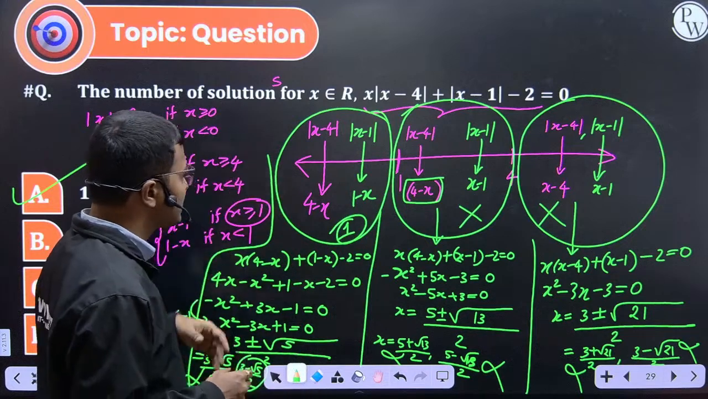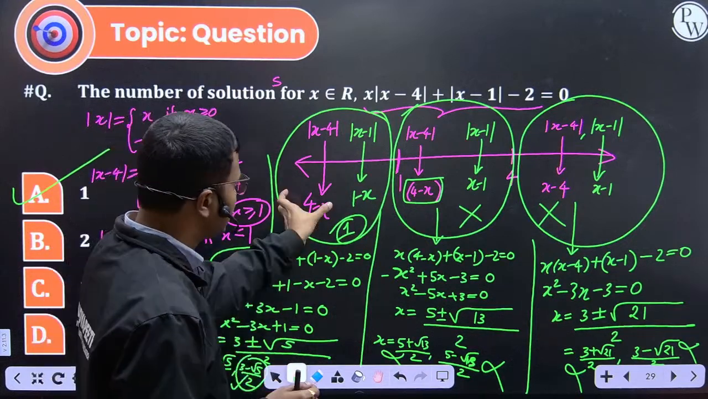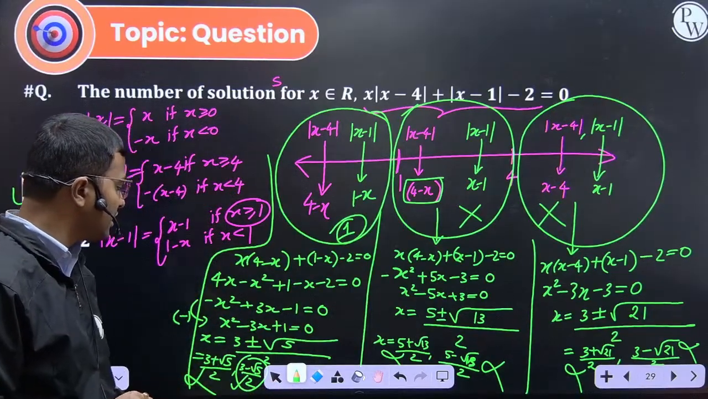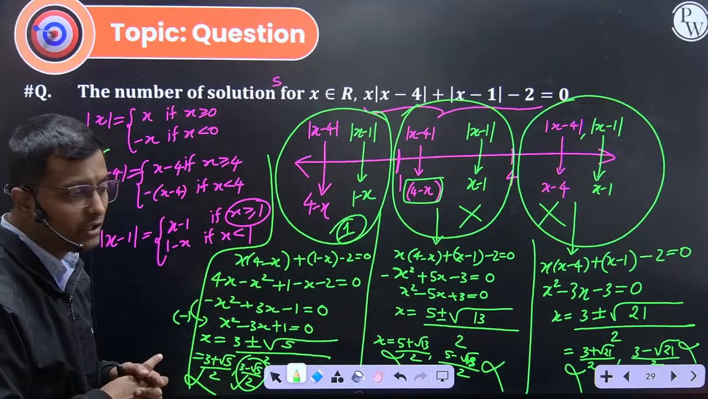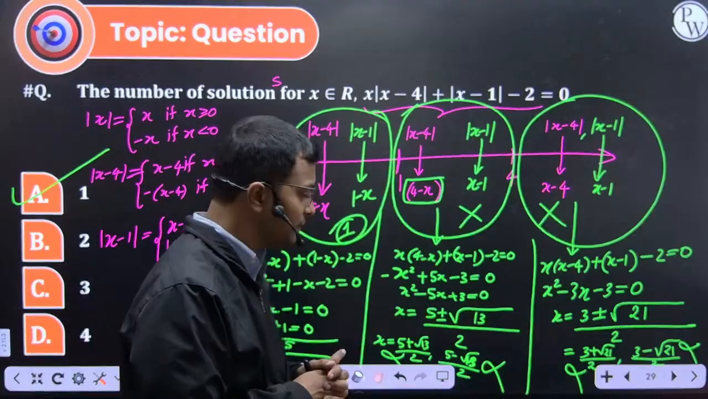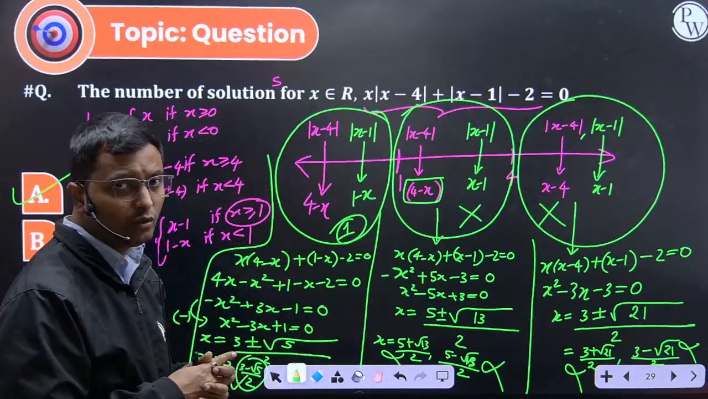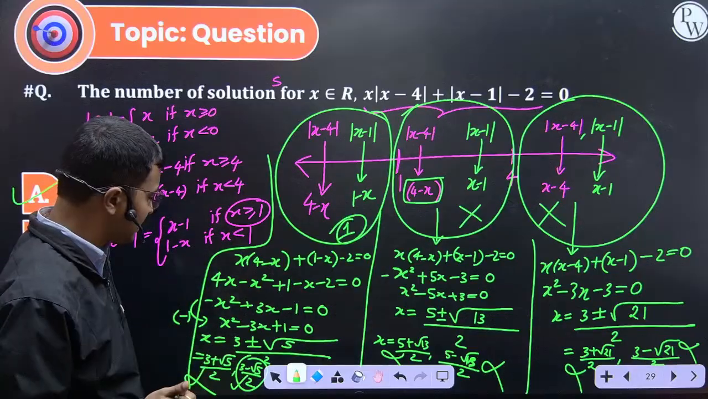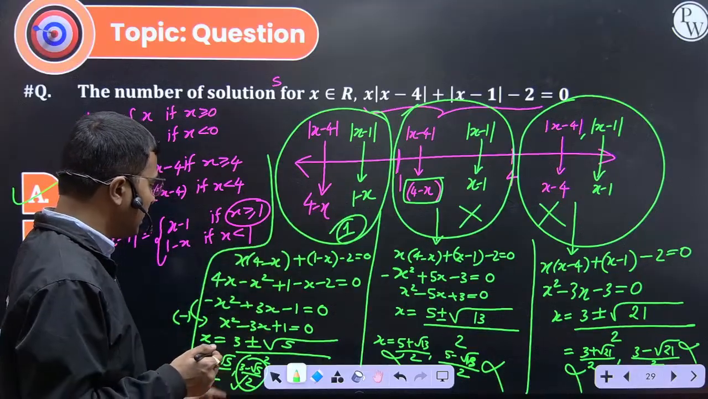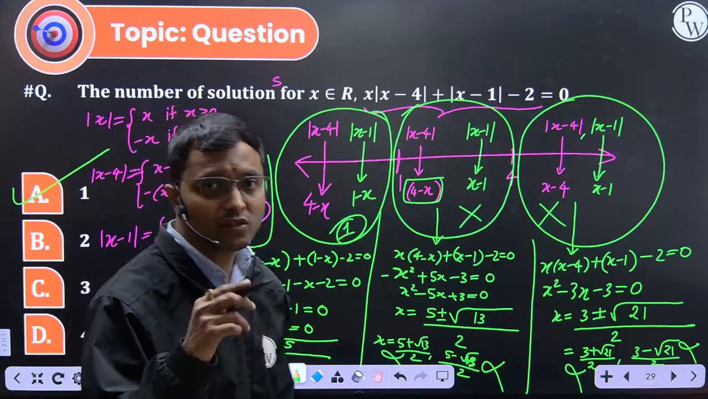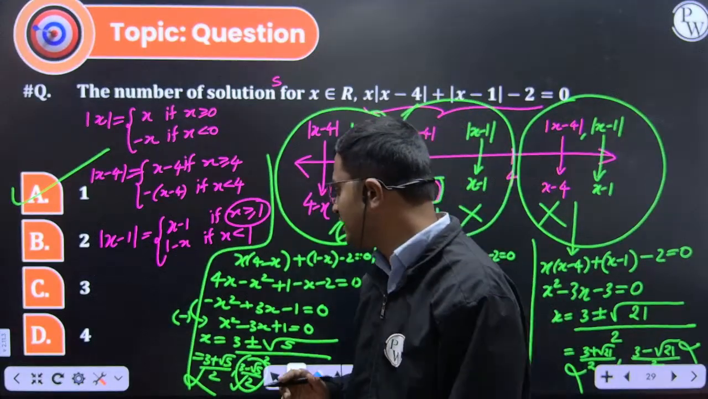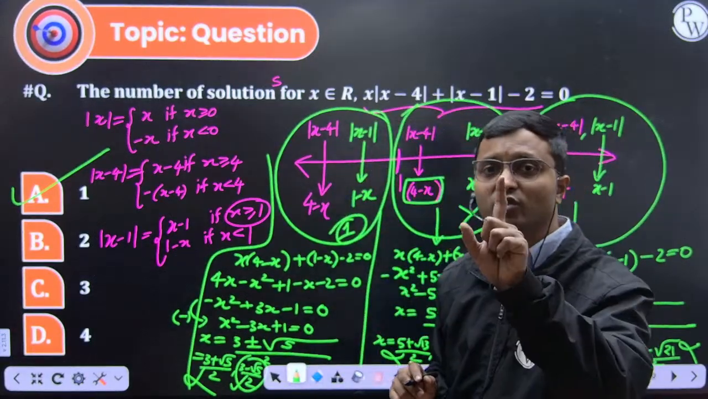And coming to this last, that is our less than 1 interval, we got two values, 3 plus root 5 by 2 and 3 minus root 5 by 2. 3 plus root 5 by 2 does not lie in the interval, because root 5 is 2.2. So 3 plus 2.2 is 5.2 by 2, it is 2.6. It is not less than 1. And 3 minus root 5, that is 3 minus 2.2, you get 0.8 by 2, 0.4, that is lying in the interval. And we get the number of solutions as 1.